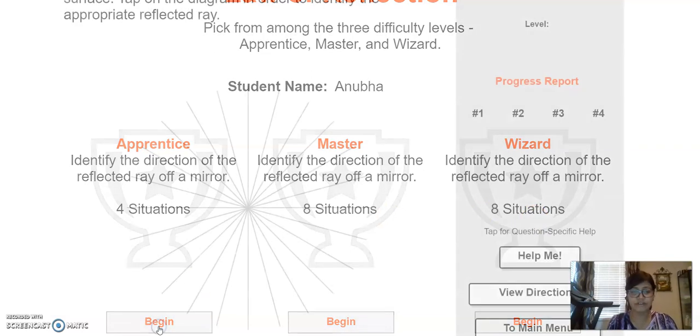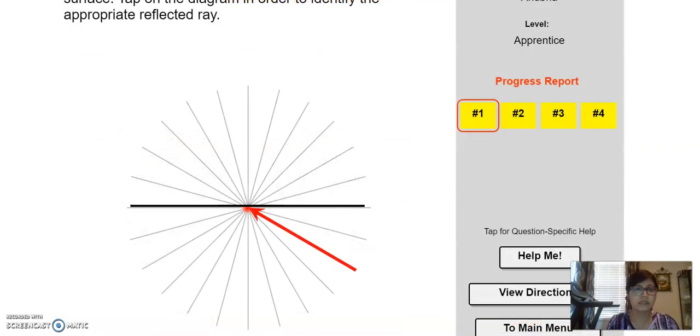I'll show you the very first one. When you get here, the question is: the diagram shows an incident ray approaching a mirror surface. Tap on the diagram in order to identify the appropriate reflected ray. The mirror is shown with this bold line, and the red arrow represents the incident ray. We have to look for the image which shows the angle of reflection. So let's click on the diagram.